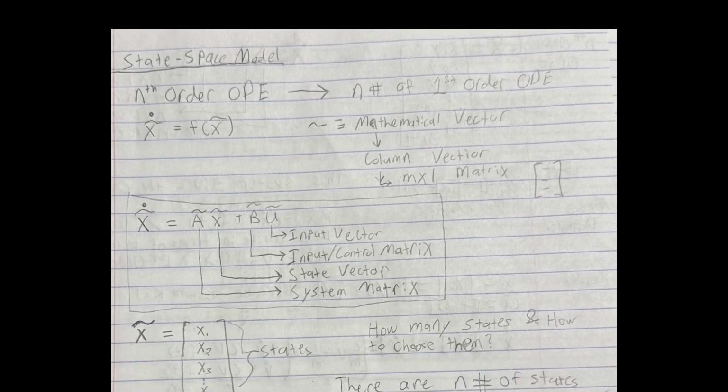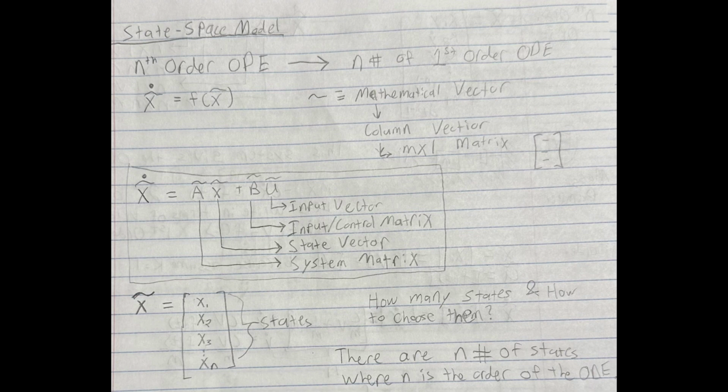Watch and learn. First, we need to identify the number of states. There are n number of states, where n is the order of the ODE. A first order will have one state. A second order will have two states, and so on. We label these states x sub 1, x sub 2, x sub 3, until we reach x sub n.